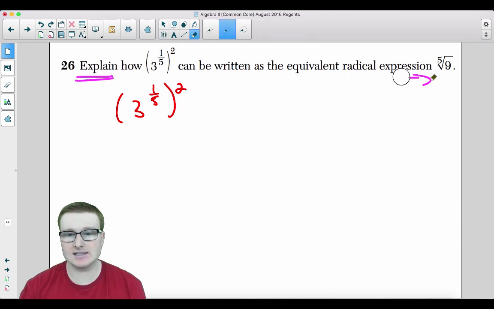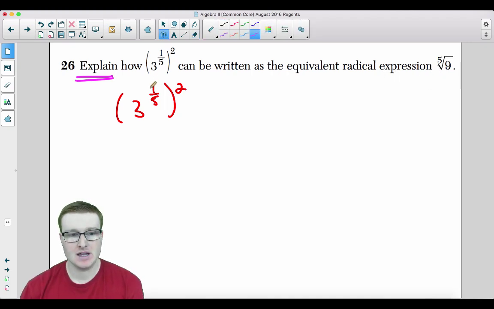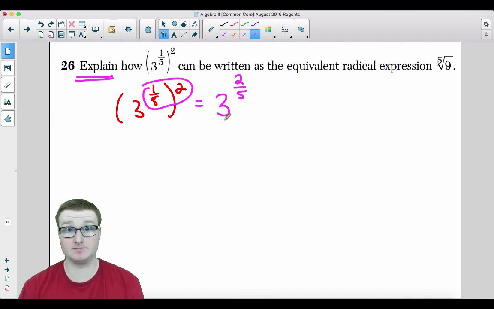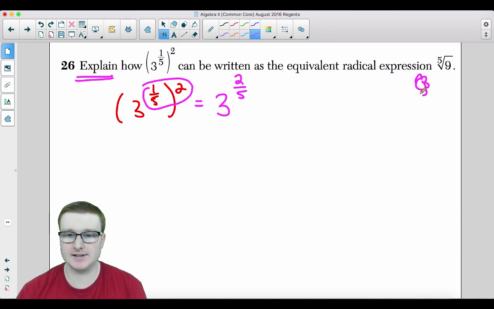So let's go ahead and solve it using mathematics first. This is your power to power rule. We can multiply these 2 exponents. When you multiply these 2 exponents, we get 3 raised to the 2/5 power. 1/5 times 2 is just 2/5. Now, remember your concept of plant over root. Here's your plant. Here's your root.